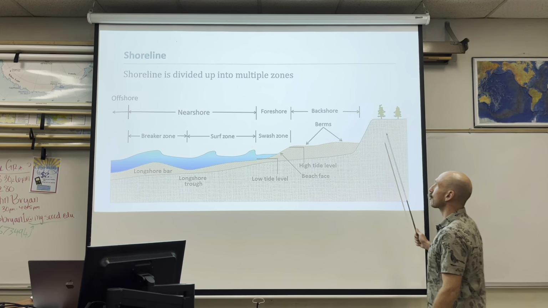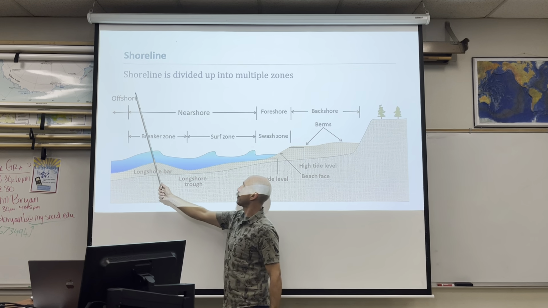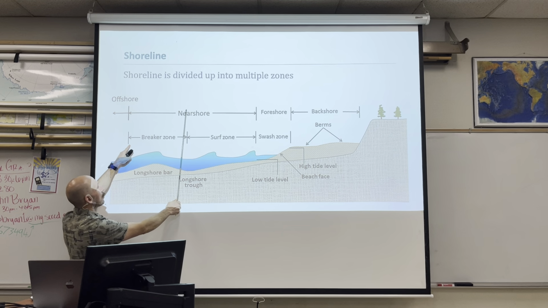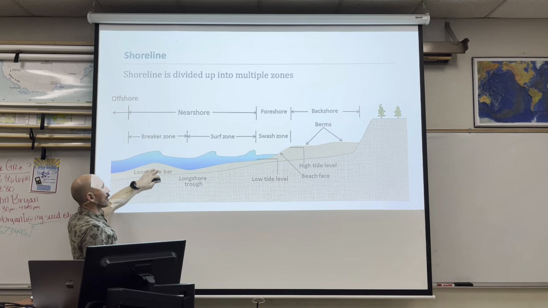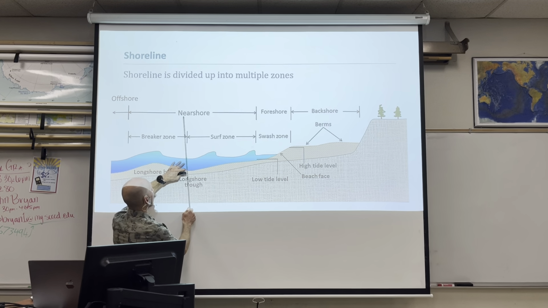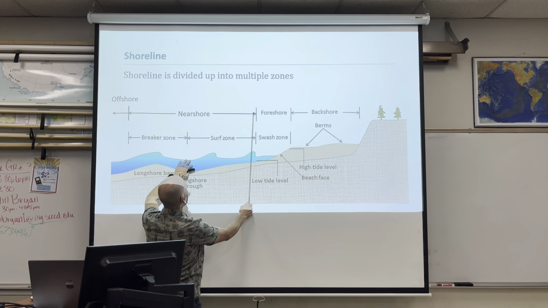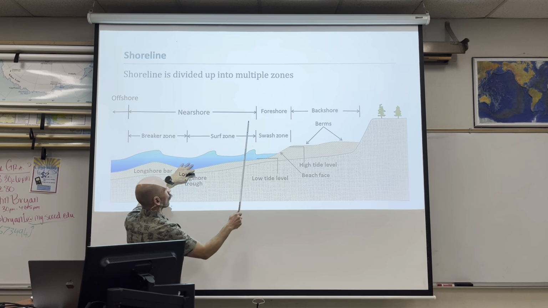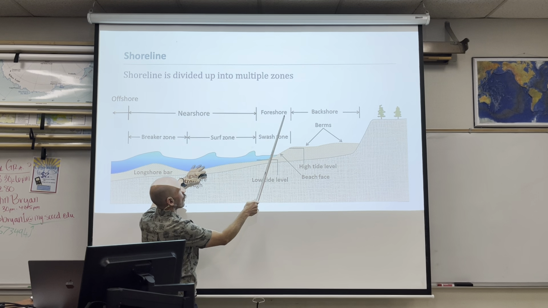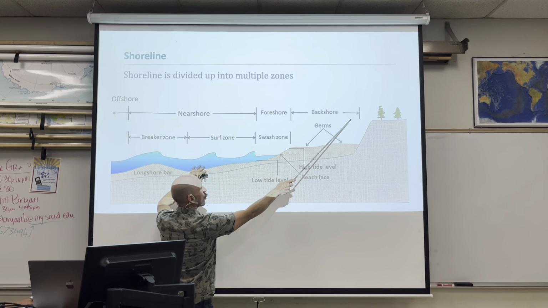Okay, let's look at a shoreline. Offshore, it's where waves begin to develop. A longshore bar can deposit. We've got a trough underneath. Breakers actually break in the surf zone. This is all part of the nearshore environment. When the waves start to break, they're in the foreshore, and then above waves breaking is the backshore.